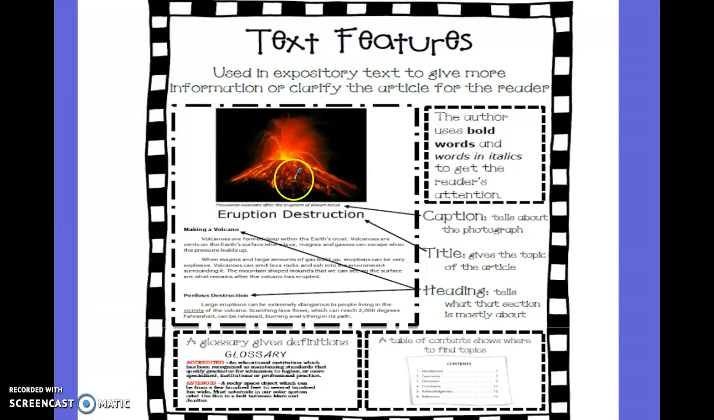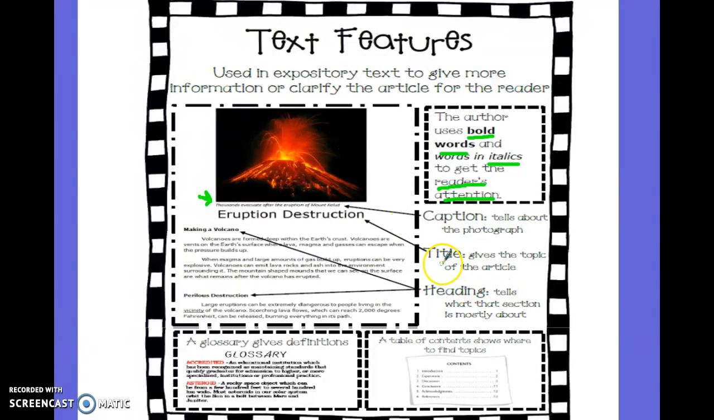If you remember, we just reviewed that the author uses bold words and maybe even italics or a special font to get the reader's attention, to tell you that a word or phrase is really important. A caption tells more information about a photograph. So you're going to find a caption near a photograph or a picture in a story, and the caption tells you more about what is going on in the picture. For example, this caption says, "Thousands evacuate after the eruption of Mount Kivil." I think that is what that mountain's called. But anyway, this caption gives me more information about the picture.